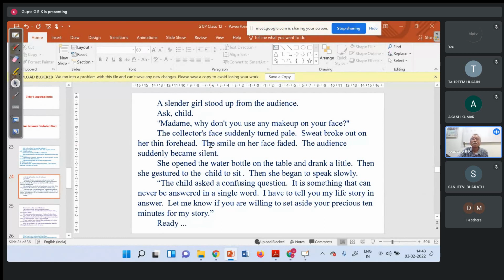Sweat broke out on her thin forehead. The smile on her face faded. The audience suddenly became silent. She opened the water bottle on the table and drank a little. Then she gestured to the little child to sit. Then she began to speak slowly.